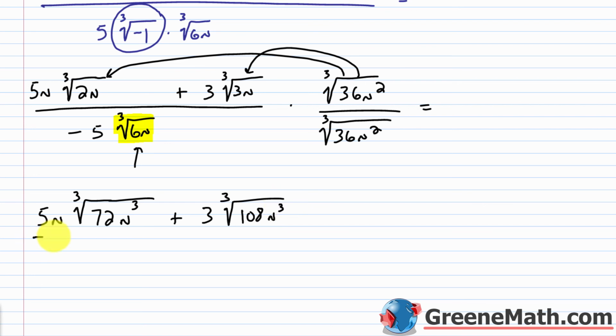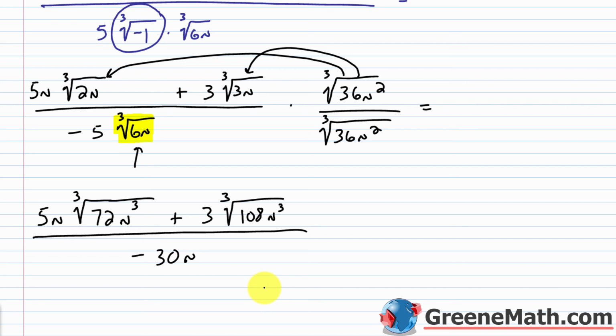All right, then this is over. Down here, you're going to have negative 5 out in front. And again, the cube root of 6n times the cube root of 36n squared is going to give you what? It would be the cube root of 216n cubed, which would basically be 6n. So negative 5 times 6n would be negative 30n. And now we're just looking to see, can we simplify anything further?